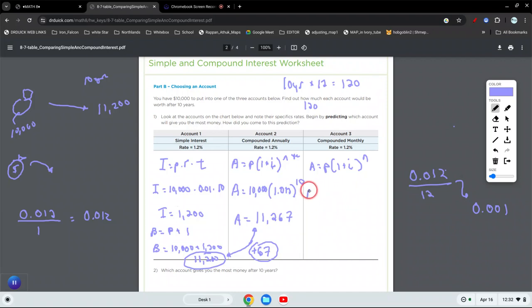So we'll figure out what this is. A equals 10,000 times 1.001 raised to the 120. And if you run this through your calculator, you'll get a big number. The amount equals 11,274. Now you look at it, you might say, well, that's not much of an increase. It's $7 more. It's because you're doing it every month. So which one will give you the most? Well, it's going to be compounded monthly.